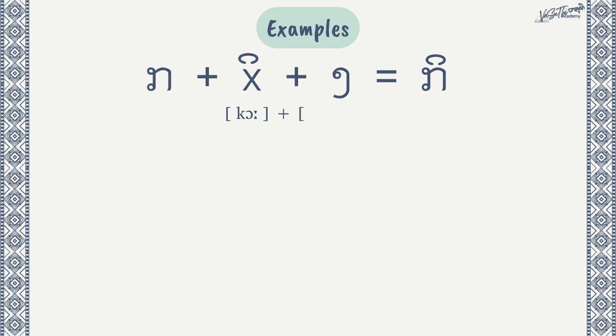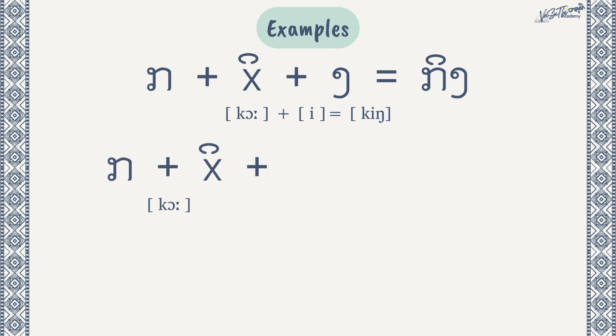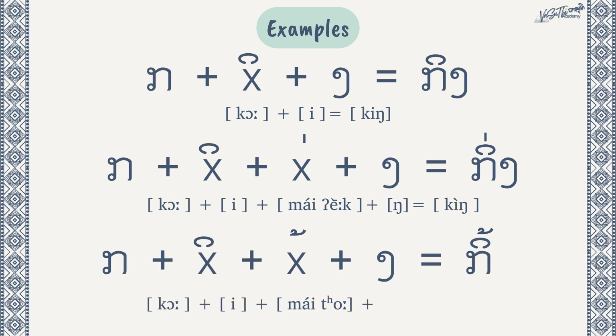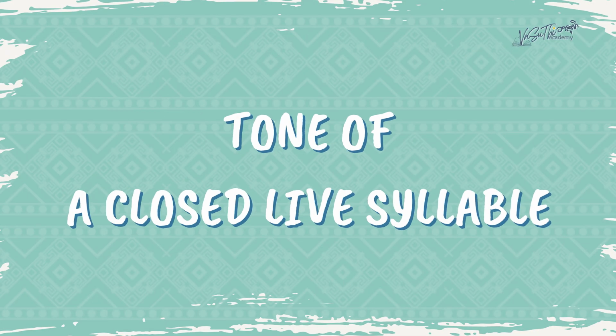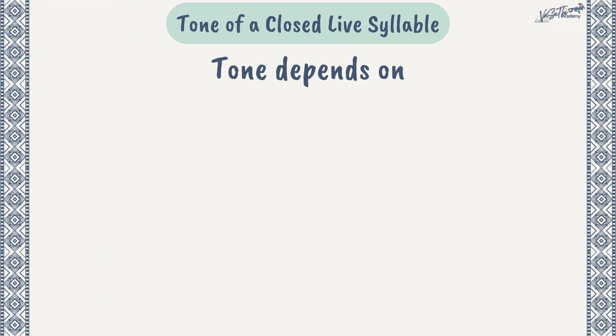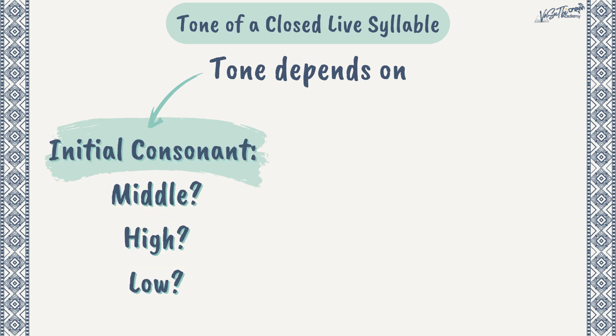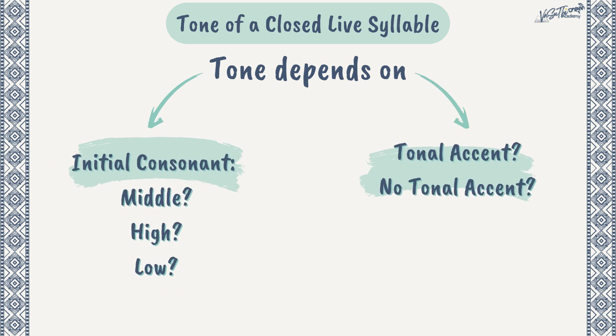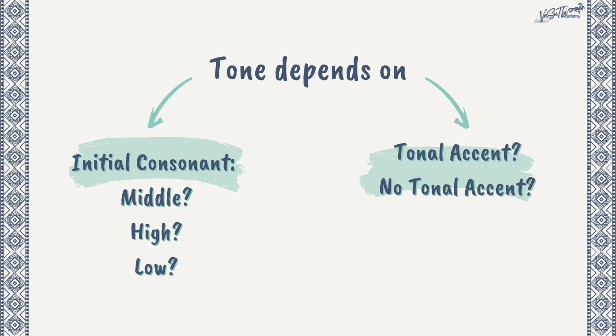The tone of a closed live syllable. The tone of a closed live syllable depends on the group to which the initial consonant belongs, and on the presence or absence of a tonal accent. The final consonant does not affect the tone of the syllable in any way.